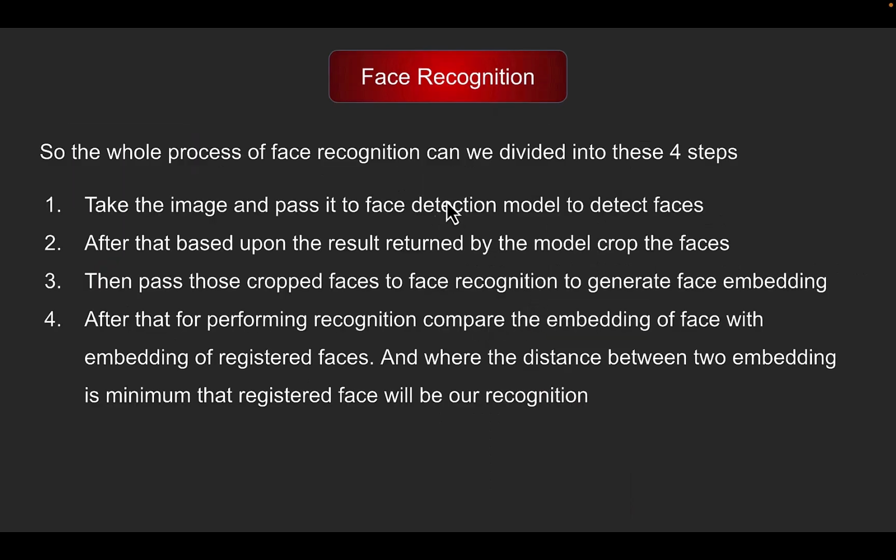So the whole process of face recognition can also be divided into four main parts. The first step is taking the image and passing it to the face detection model to detect faces. After that, based upon the results, we are cropping the face. Then in the third step, we are passing that crop face to our facial recognition model and getting the embedding. And in the fourth step, we are comparing the embedding of the face with the embedding of registered faces. And where the distance between two embeddings is minimum, that registered face will be our recognition.